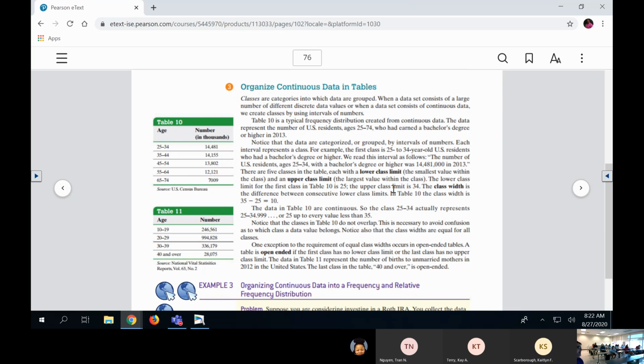Now, make sure you understand these bold letters in here. Lower class limit, that's the 25, the 35, the 45, the 55, the 65. So if it asks for you to write the lower class limits down, you would go 25, 35, 45, 55, 65. That's your lower class limits. What's your upper class limits? The other side. 34, 44, 54, 64, and 74.